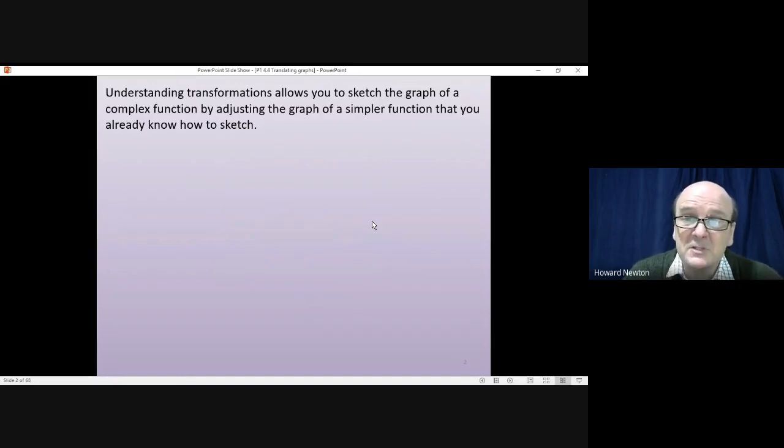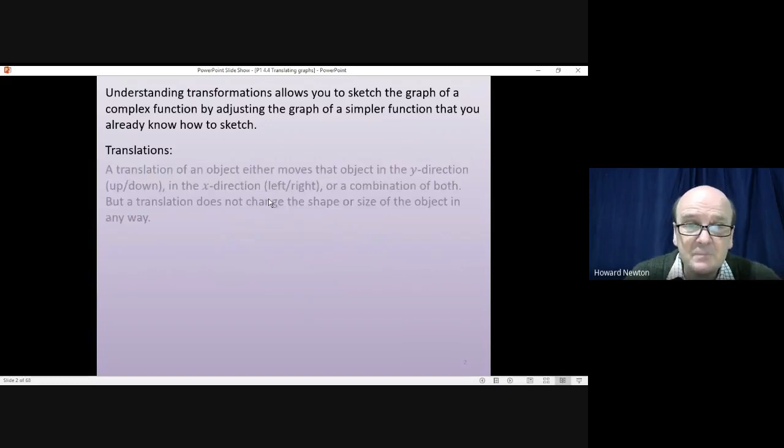Understanding transformations allows you to sketch the graph of a complex function just by making a small adjustment to the graph of a far simpler function that you already know how to sketch. In this lesson, we're only thinking about translations.